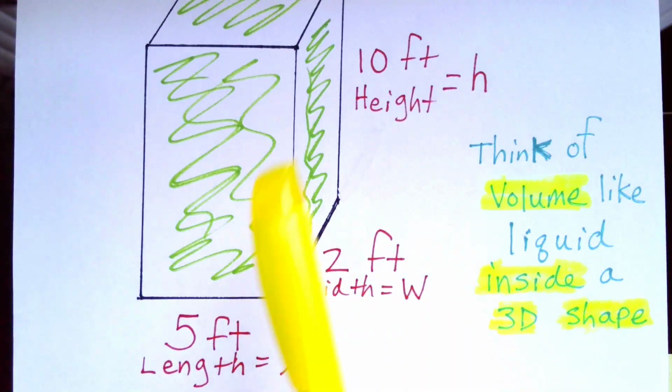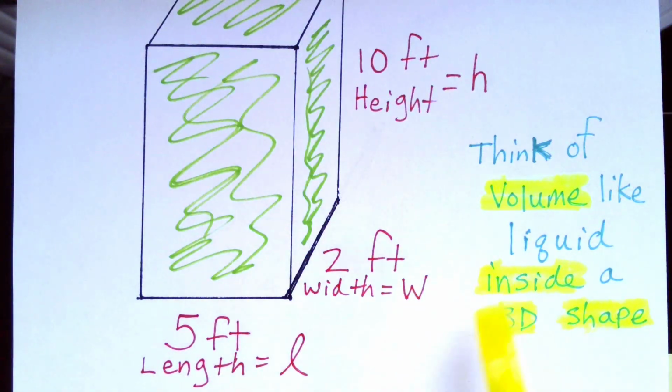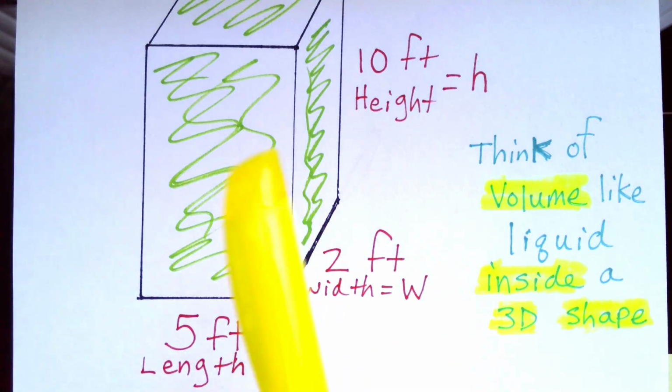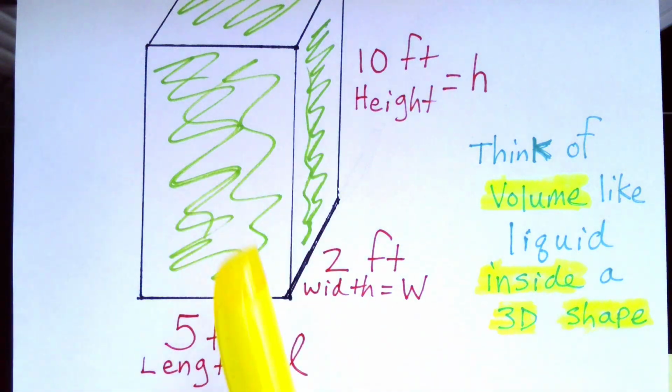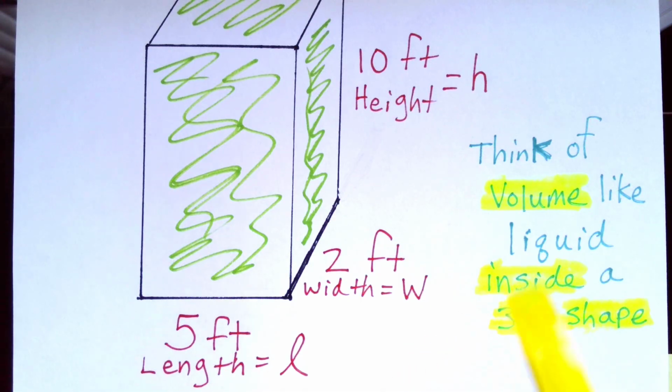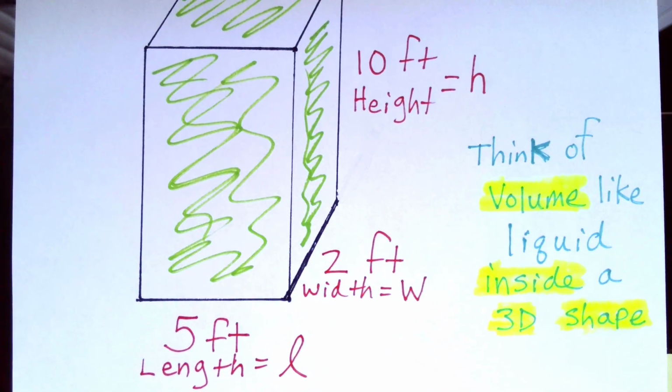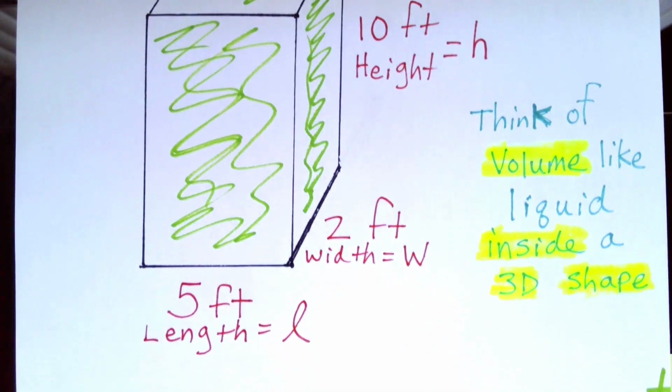That's measurement of inside this three-dimensional shape, right? So think of volume like liquid inside a three-dimensional shape. If we were to fill this rectangular prism full of water, how much would we need? And that's what we're doing with this formula to find the volume of this rectangular prism.